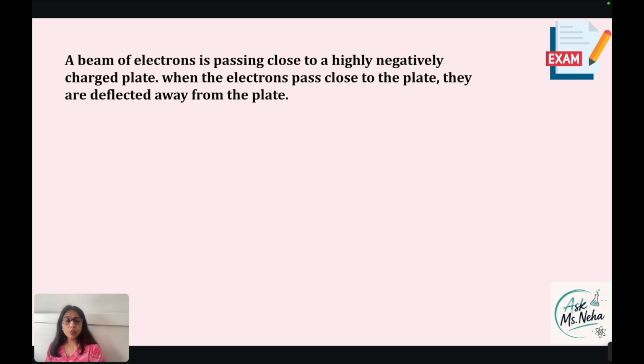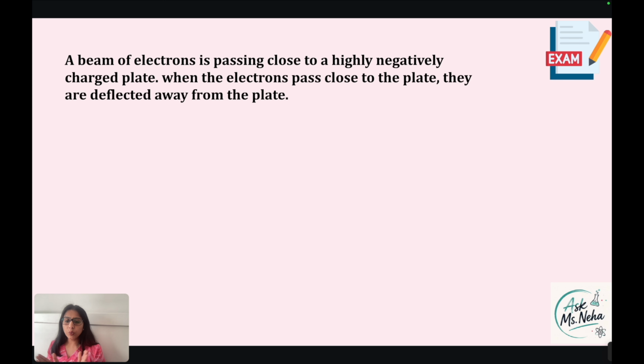Okay, another exam style question of this topic is this. A beam of electrons, so remember electrons are negatively charged particles, are passing close to a highly negatively charged plate. So there's a negatively charged plate and the negative electrons are passing through it. What's going to happen? Negative are going to repel, right? And that's what is given in the question. When the electrons pass close to the plate, they are deflected away from the plate. So these electrons which are coming, they are deflected away from the plate.